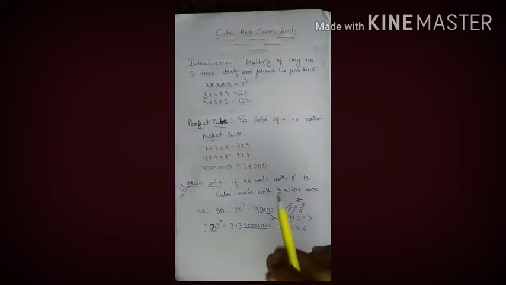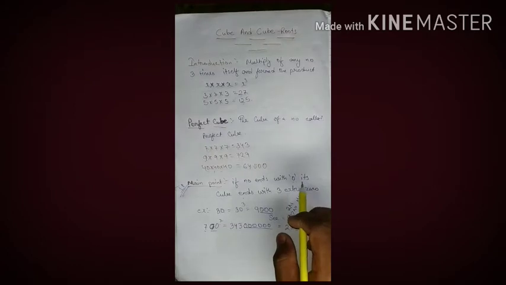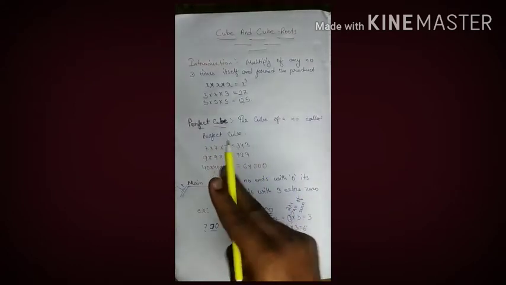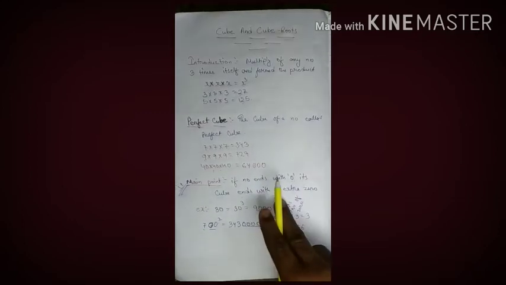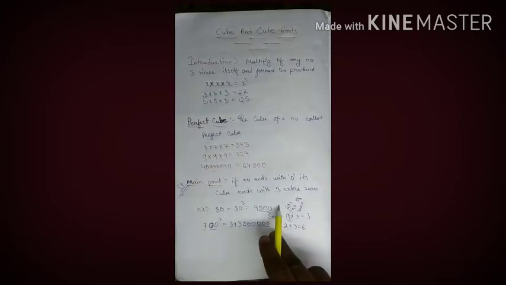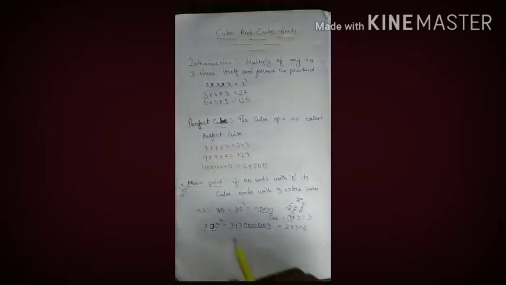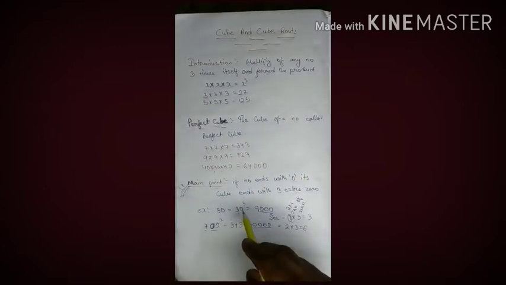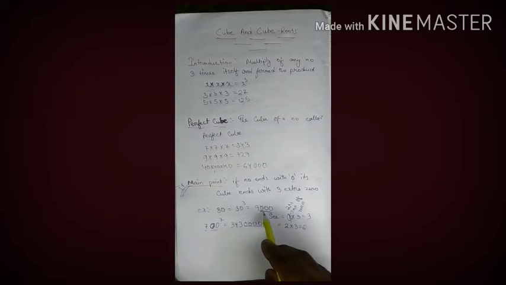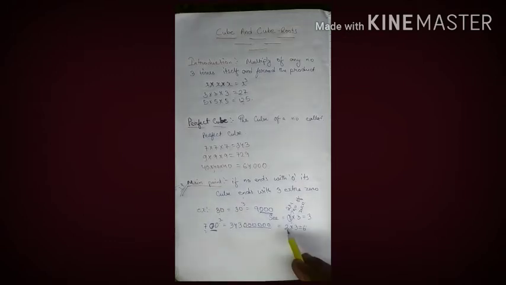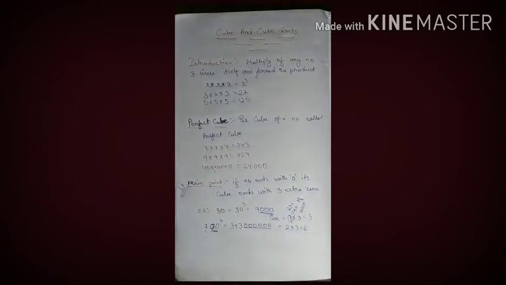Before, we studied about squares: if any number ends with 0, its square ends with 2 extra 0s. There it is a square, so it is about 2. Now it is a cube, so here it is 3. Cube means 3, ending with 3 extra 0s. See here, 30 into 30 into 30 ends with 3 extra 0s. And 20 cube, means 2 into 3, 6 extra zeros.